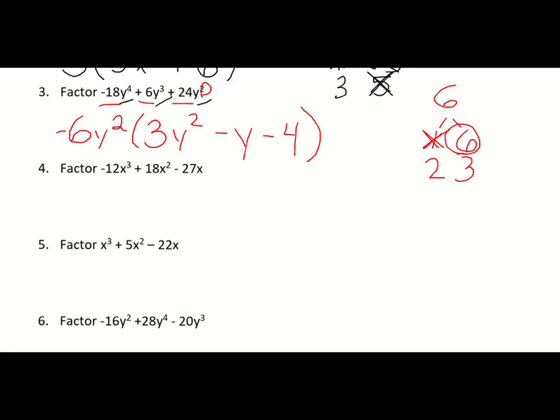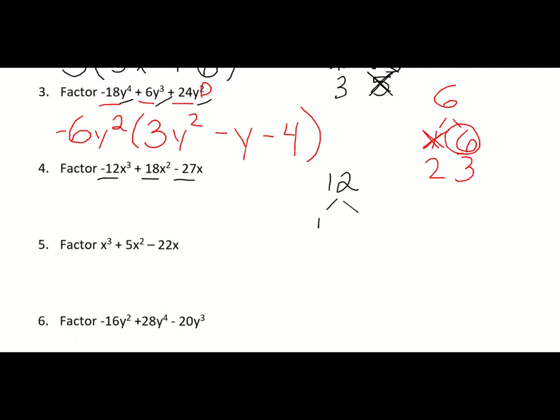So let's try one more problem together, number 4. We're going to factor negative 12x cubed plus 18x squared minus 27x. So the first thing I want to do is look at my numbers and see if they have anything in common. So we've got negative 12 as our smallest number, but I'm just really going to list the factors of 12. I'll worry about the negative later.